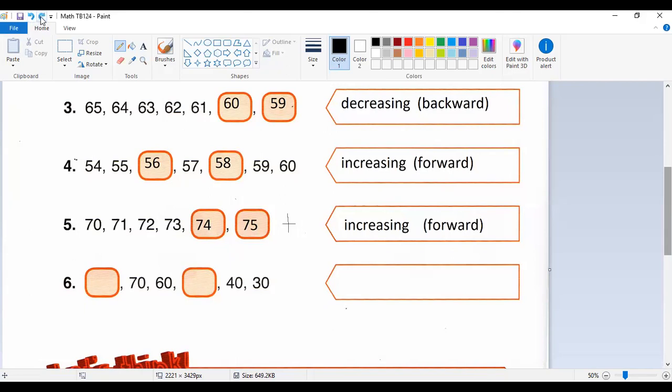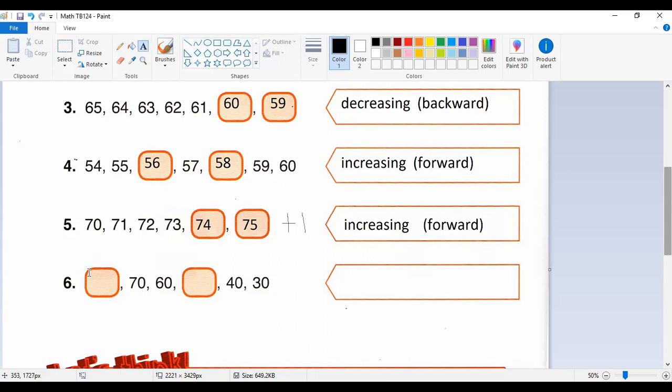Okay. Oh, yeah, we've lost it. Let's see. Okay, we've lost it. I'll have to write this in.